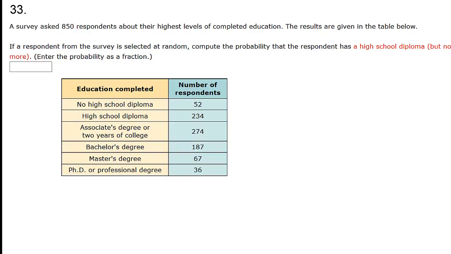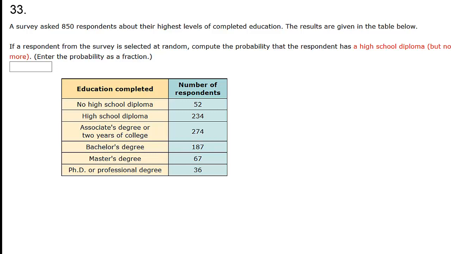A survey asked 850 respondents about their highest levels of completed education. The results are given in the table below. If a respondent from the survey is selected at random, compute the probability that the respondent has a high school diploma but not more. Just a high school diploma but not more. And enter the probability as a fraction.